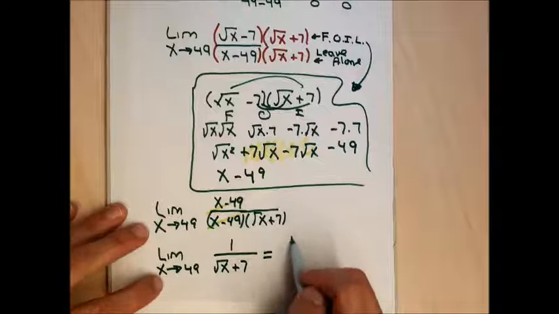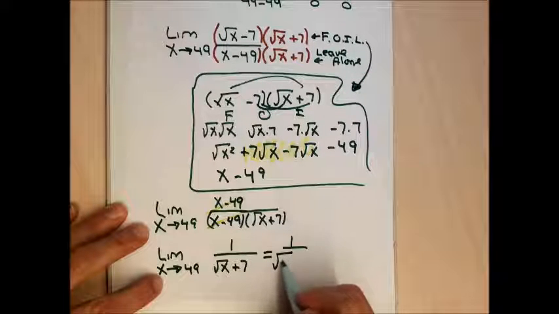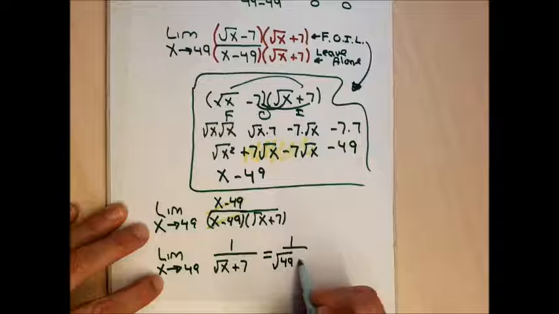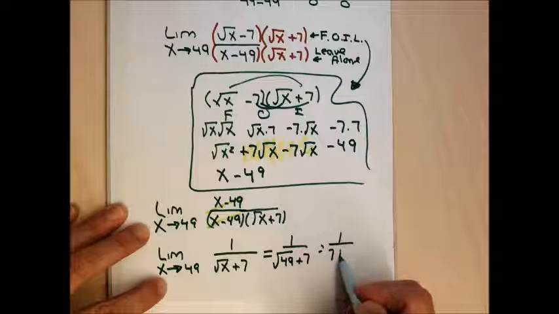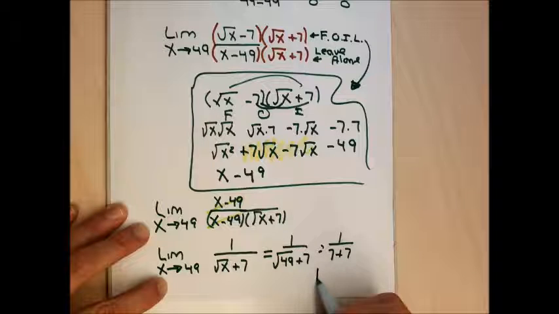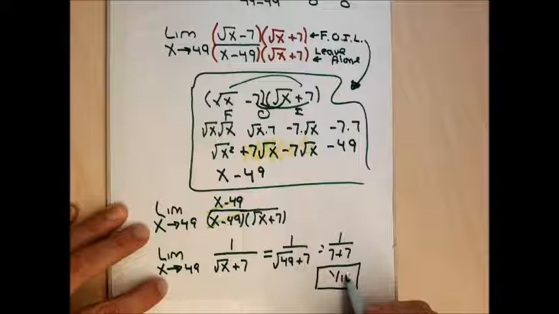Now I'm going to plug in the 49 for the x and get 1 over the square root of 49 plus 7. That's going to be 1 over 7 plus 7. And my answer to part C of number 4 is the limit's going to be 1 over 14.